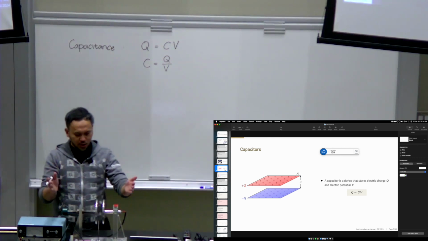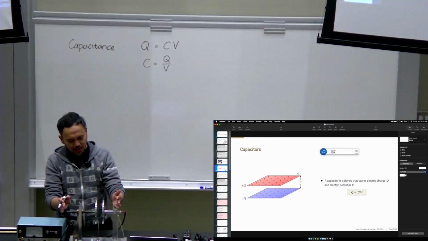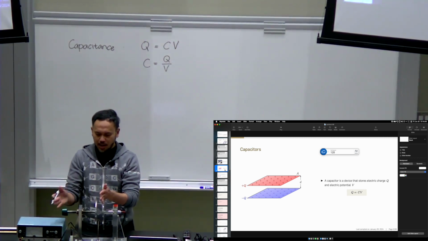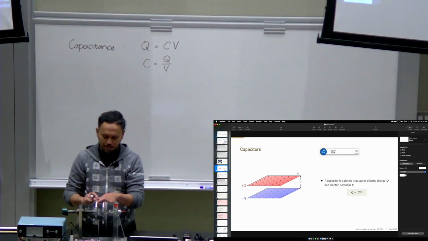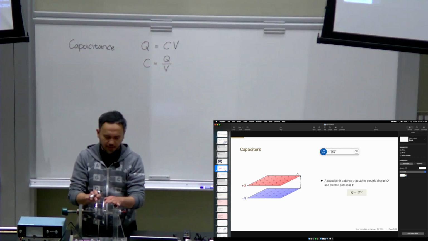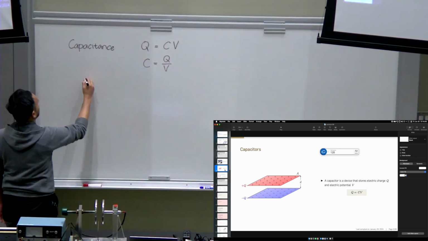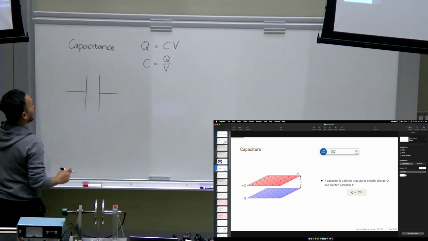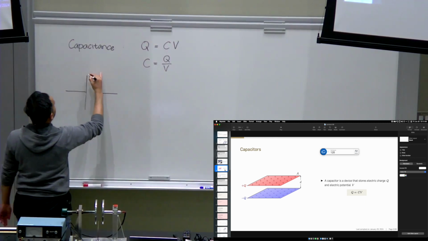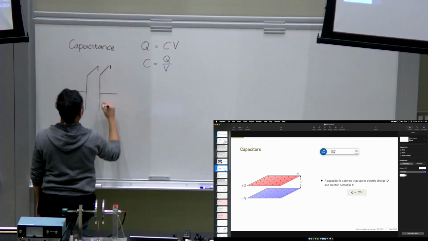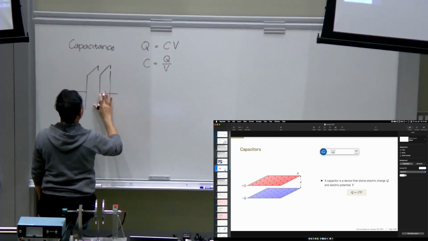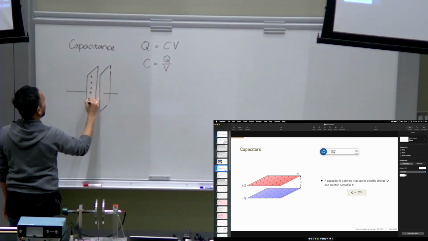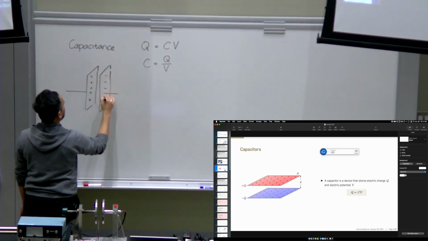For example, if I charge this capacitor, initially the capacitor has zero net charge. After I charge it, there is a net positive charge on one surface and a net negative charge on the other surface. This is of course a 2D representation, but it looks more like that. So positive on one end, negative on the other end. Can you see this?